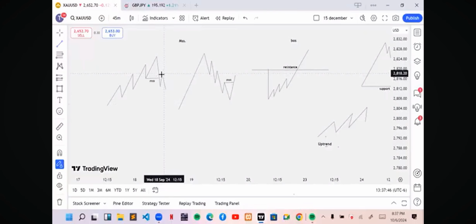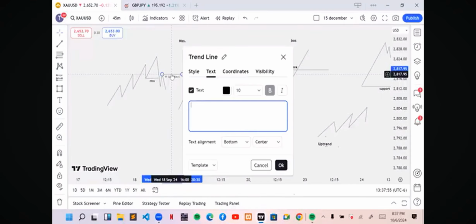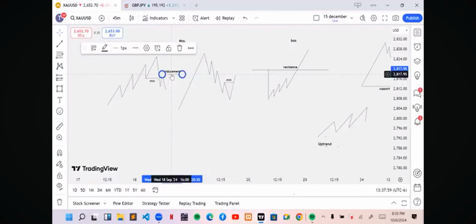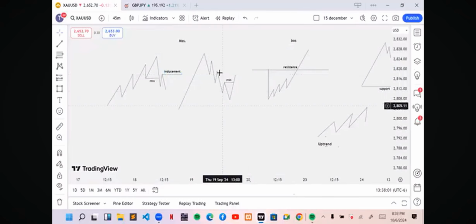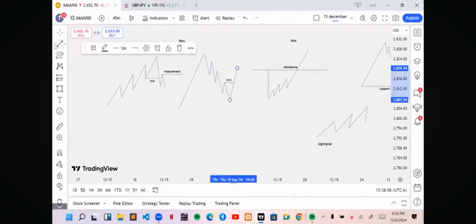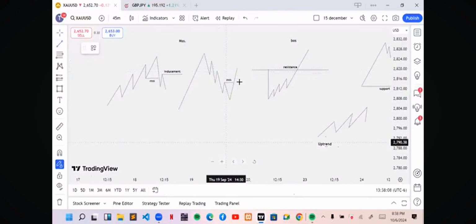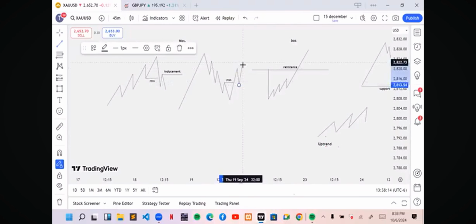That is what my liquidity is. So this is the inducement for this case. Same as for this one: if the market breaks structure to the upside, after breaking structure it will make a pullback, that's this, before eventually going back up. So this pullback is what your inducement is.